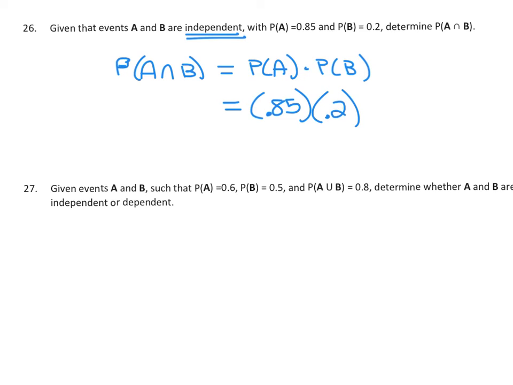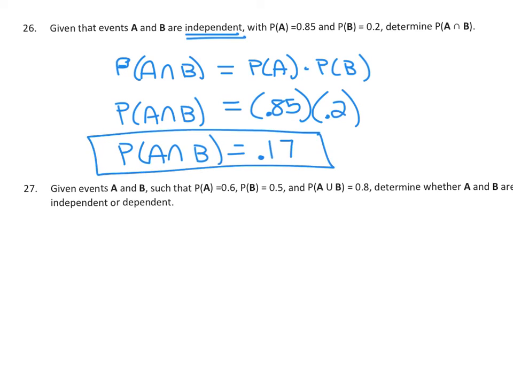And they want us to find the probability of A and B, so they want us to find this. All right, so the probability of A and B is just going to be equal to whatever the product of these two numbers is. So if you multiply 0.85 times 0.2, that'll give you 0.17. So that's what the probability of A and B is equal to.